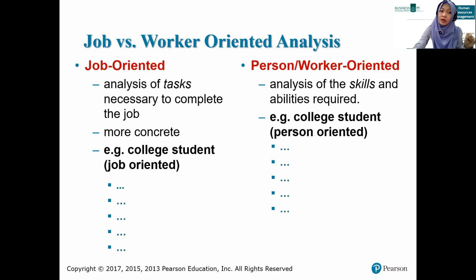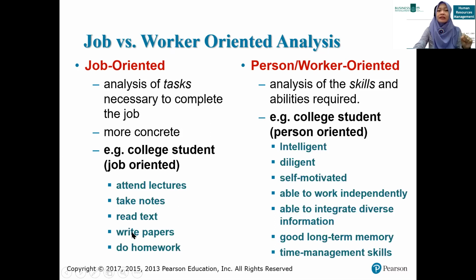That will be the question of job-oriented job analysis, because it's about the analysis of tasks necessary to complete the job, and the definition will be more concrete. Whereas person or worker-oriented job analysis is about the analysis of the skills or abilities required to do the job. Can you figure out how to fill out this blank list?